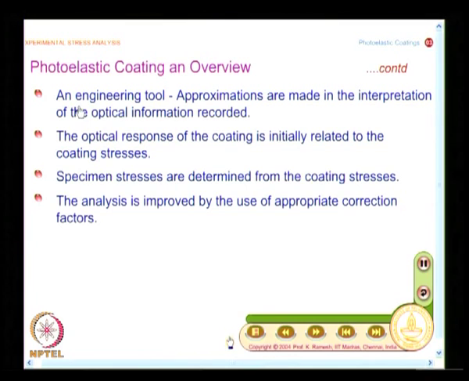And I have said in all the coating techniques, Poisson's ratio plays its spoilsport. So, you have to accommodate the role of mismatch of Poisson ratio in photoelastic coating systematically. So, that you will see even in the evaluation of the stress concentration factor. So, you will always have to look at it as an engineering tool, you make approximations. Because you make approximations, you improve your results by employing appropriate correction factors.